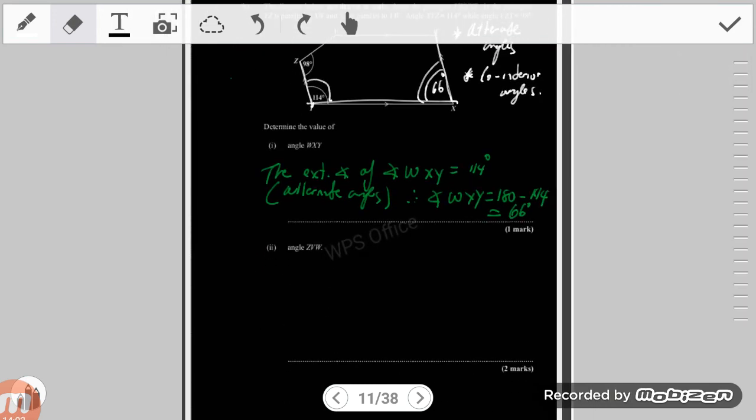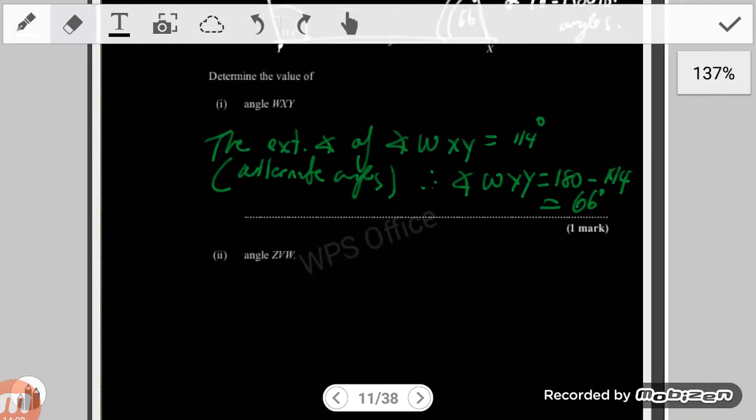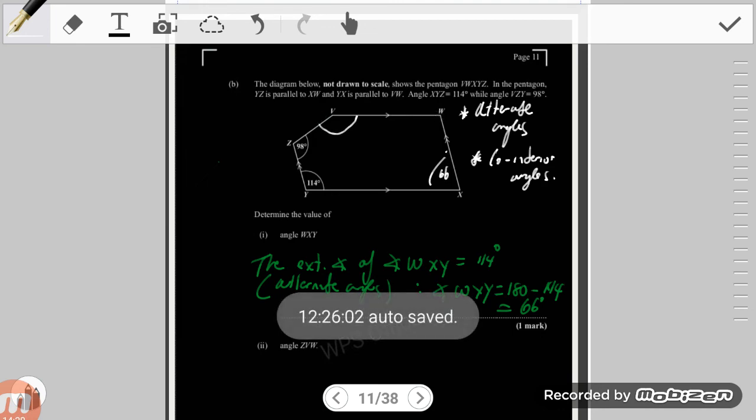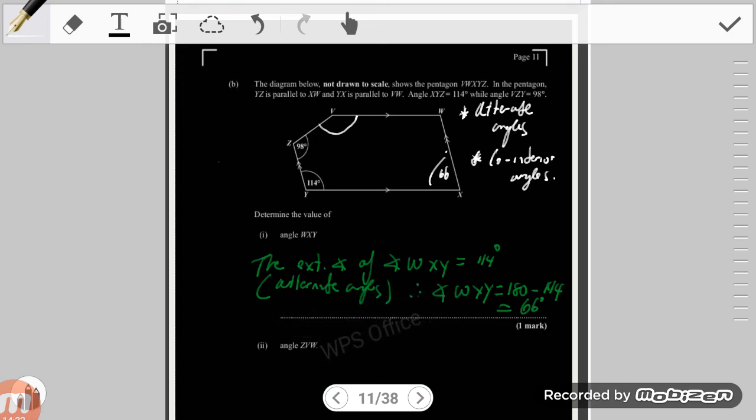Alright, so let's look at finding the angle ZVW. The angle ZVW. Let's look at our diagram here. Okay, so let's do some clearance here. So this is 66 here. ZVW, where is that? ZVW, this angle here. Alright, ZVW, we could find that angle.